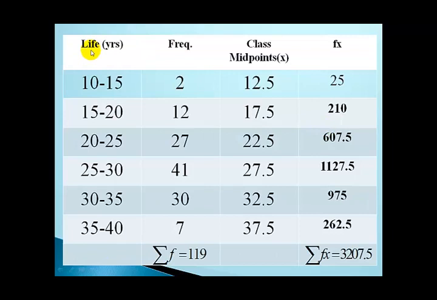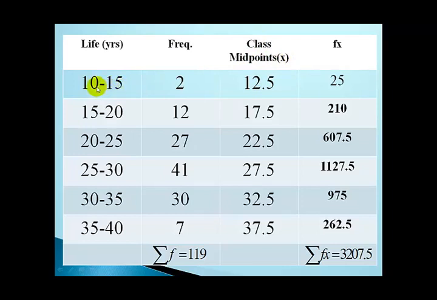So in tabular form, we have life in years as was given, and frequency as was given in the question. Since we want the summation of f, we have to add the frequency. So 2 plus 12 plus 27 plus 41 plus 30 plus 7 will give us summation of f, and that is 119. Now we have the class midpoint. How do we find the class midpoint? The class midpoint is the x. We add the lower limit to the upper limit and divide the answer by 2.